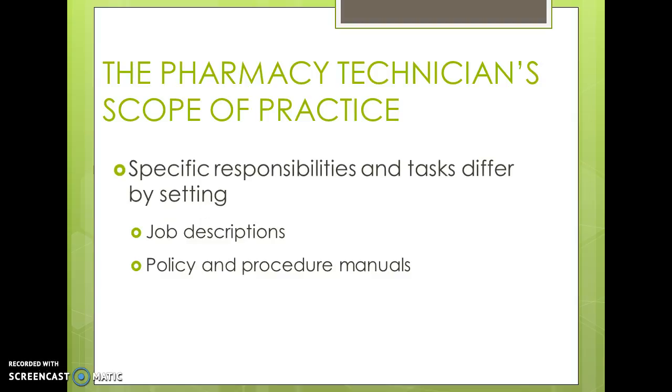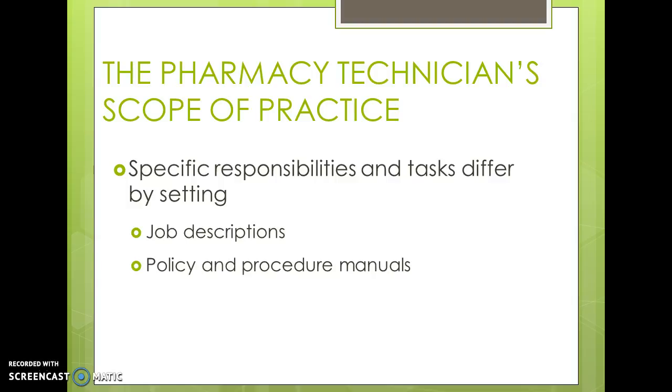All right. So here we're talking about the scope of practice. When we talk about the scope of practice, we're talking about the boundaries of one's job at the place of employment, what they can and cannot do, what is designated for that particular employment activity, and here in relationship to the pharmacy technician. There are specific responsibilities and tasks that differ by setting.